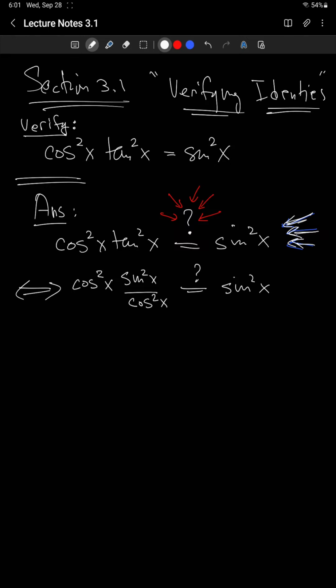can see the cosine squared and the cosine squared cancel, and so this problem above is the same as asking whether cosine squared times sine squared over cosine squared is equal to sine squared x. That is the same as asking, is sine squared x equal to sine squared x? Now this last line is obviously true, right? So this guy is true.